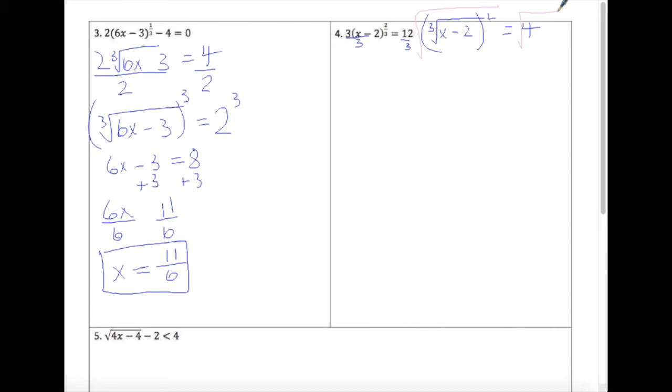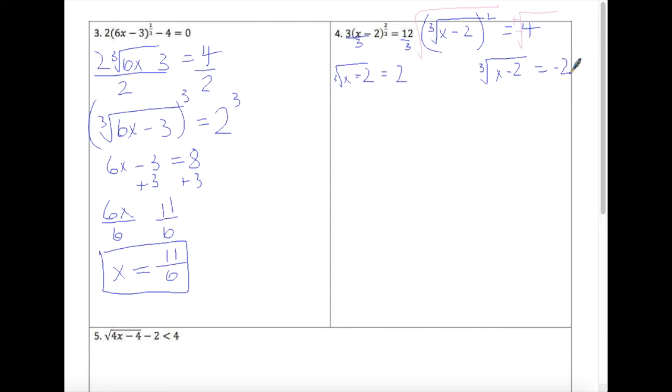But when I square root both sides, I need a plus or minus. So that's going to give me 2 solutions now. I can have the cube root of x minus 2 equals 2, or I can have the cube root of x minus 2 equals negative 2.